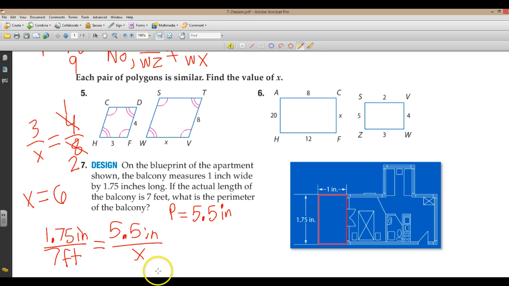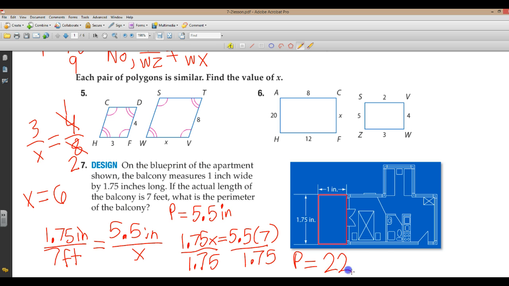over x feet. And we solve for x, so we cross multiply. So 1.75 times x is equal to 5.5 times 7. And then we just have to divide both sides by 1.75. So 5.5 times 7 divided by 1.75. Our perimeter is 22 feet.